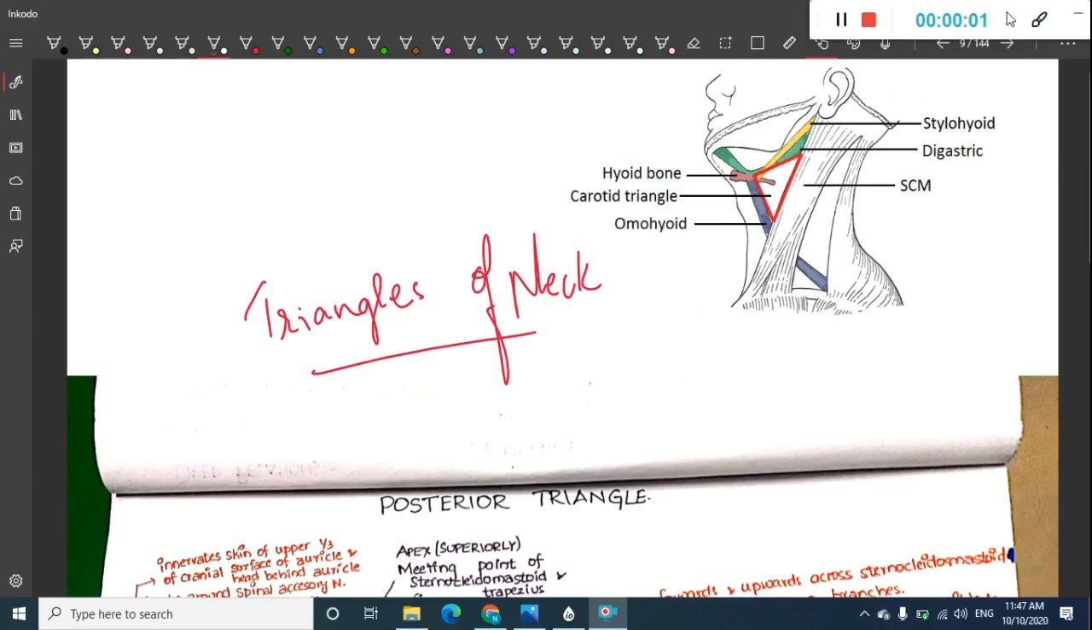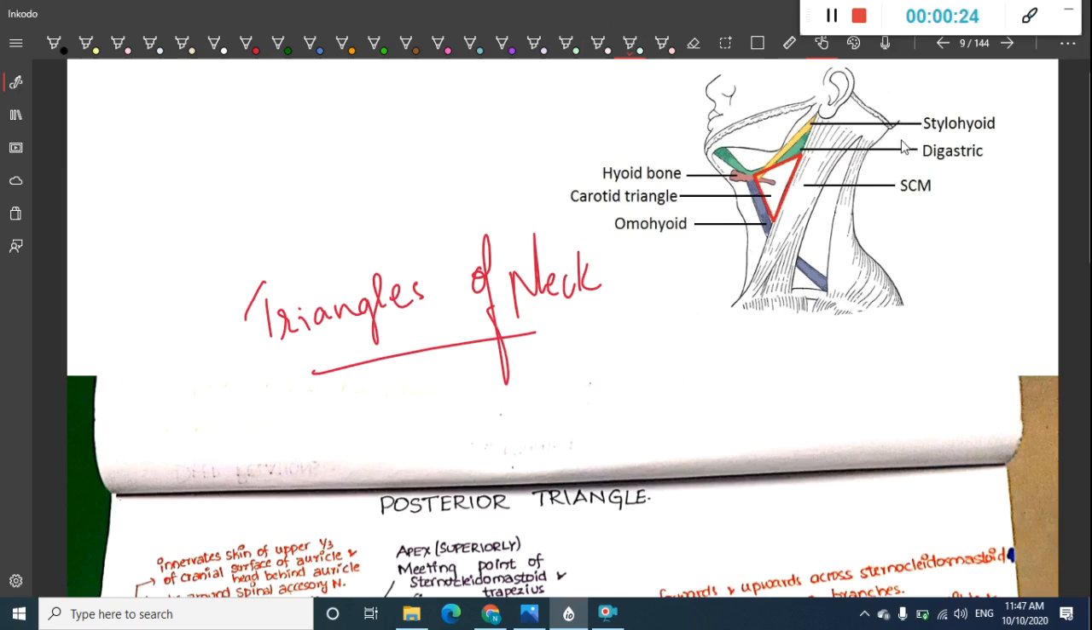Hello friends, let us now learn about a new topic today about the triangles of the neck. Before going into each and every triangle in detail, first we will see the triangles of the neck. So this is the neck. The neck extends from the mandible above to the clavicle below. The whole part which is present in between includes the neck.